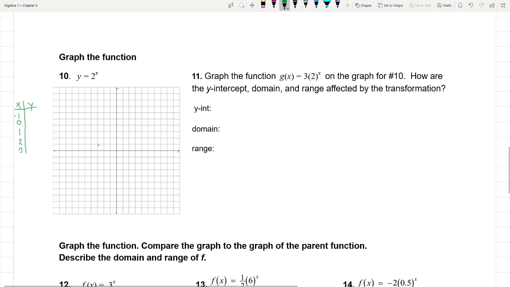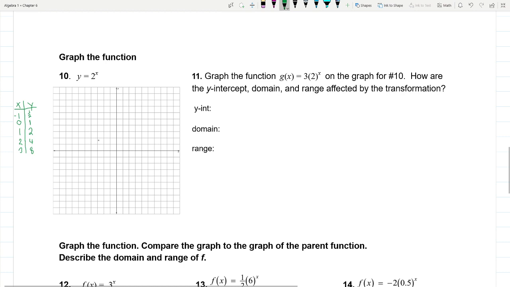So if we start with 0, 2 to the 0 power, we know is 1. If I plug in 1, 2 to the first power is 2. 2 squared is 4. 2 cubed is 8. And then, if I plug in negative 1 here, it's 1 over 2. So 1/2.